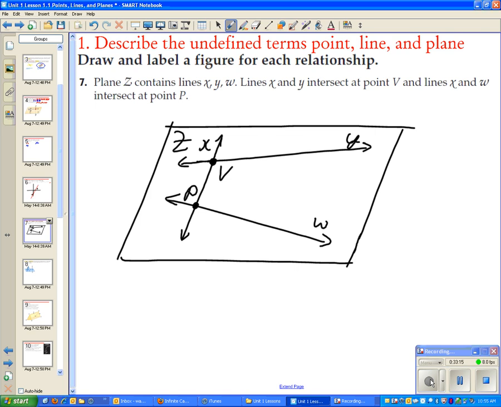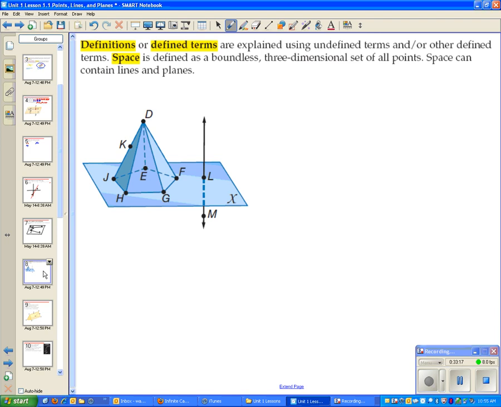All right, back to page 7, right above example 4. They give us another definition. Space is defined as a boundless, three-dimensional set of all points. Space can contain lines and planes. Does. Space does contain lines and planes. All right? So for a mathematician, all of space is filled up with points. And if there are points, there have to be lines and planes. So that's what space is.